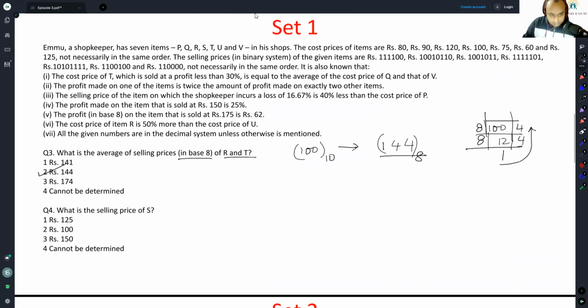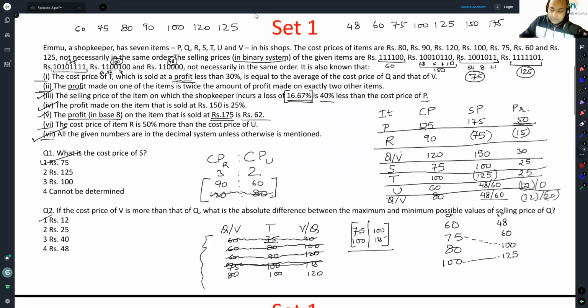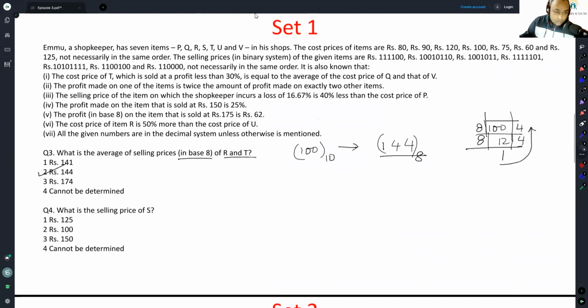Again, you need to know the basics of this system to be able to handle this. Without that, it will be impossible. Next thing is, what is the selling price of S? Selling price of S is 100. So the answer is option 2.